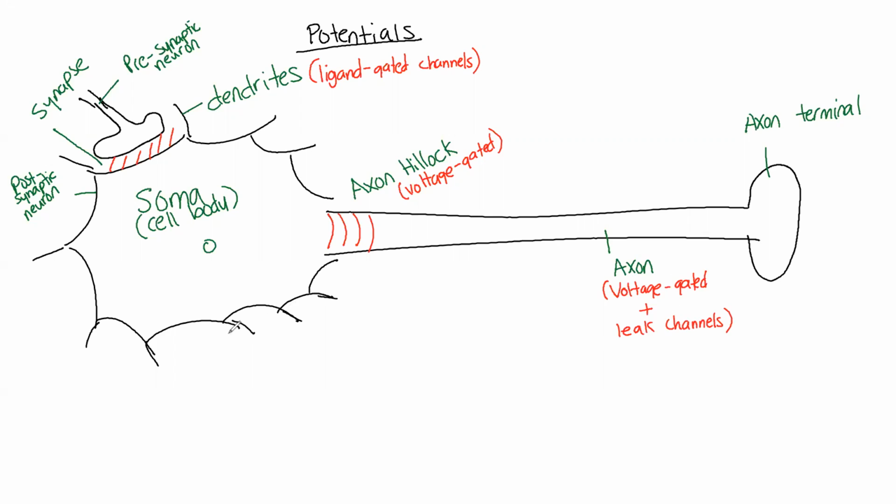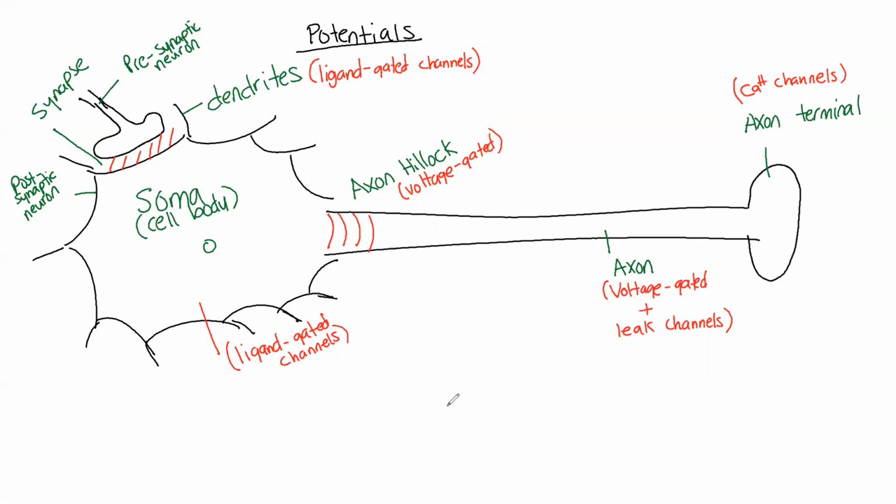As far as the soma or the cell body, we've got ligand-gated channels here as well. And then lastly, at the axon terminal, we have an entirely different channel. These are calcium channels. Okay. So we've got these various types of channels throughout different parts of the neuron.